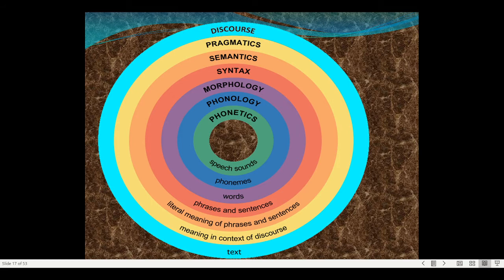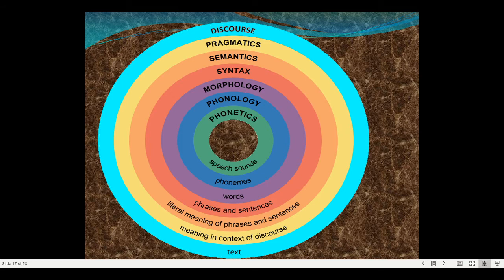This comes under phonology. And then phonemes join together and they form speech units or sound units, basic, minimal, small units of sound which have some meaning to them. This is studied under morphology.